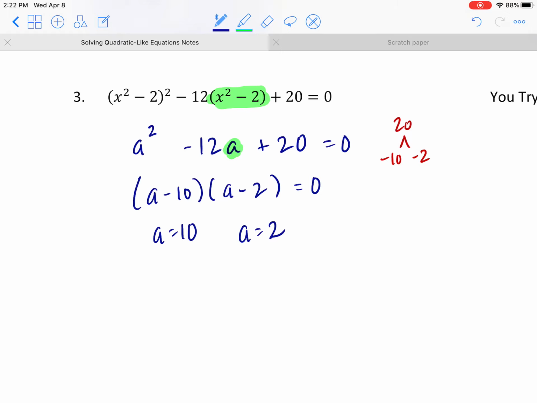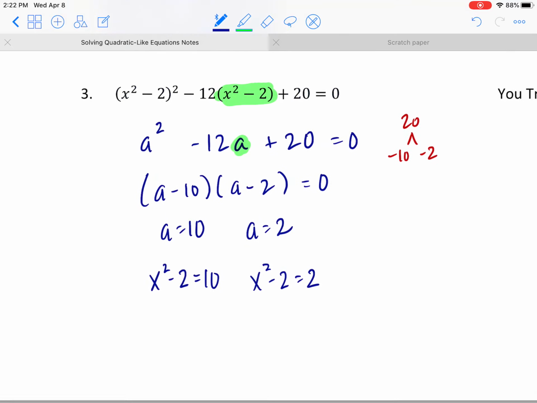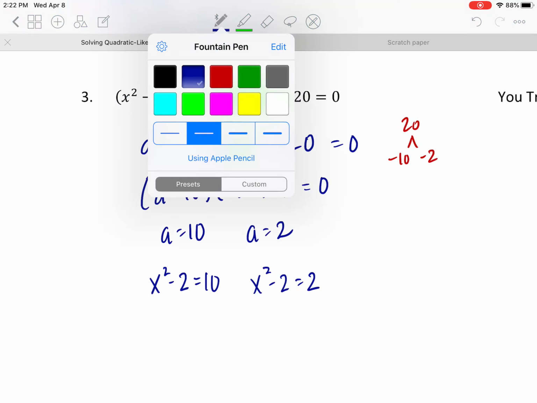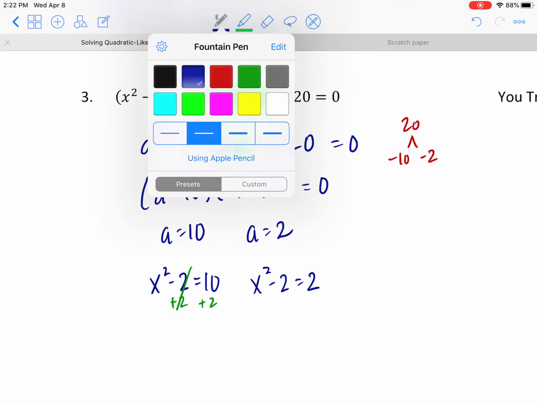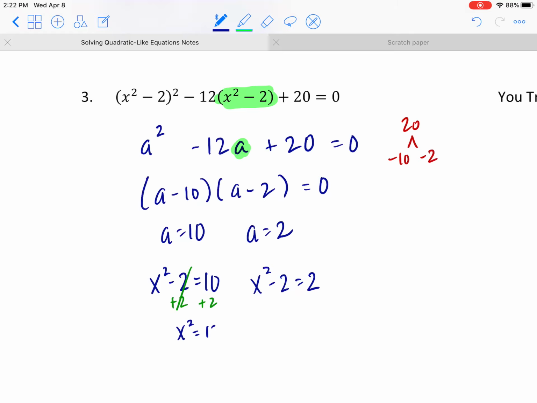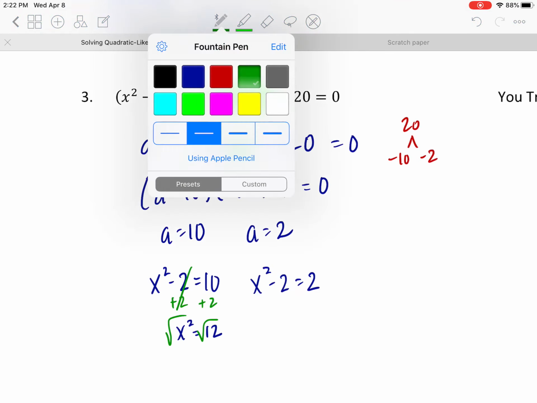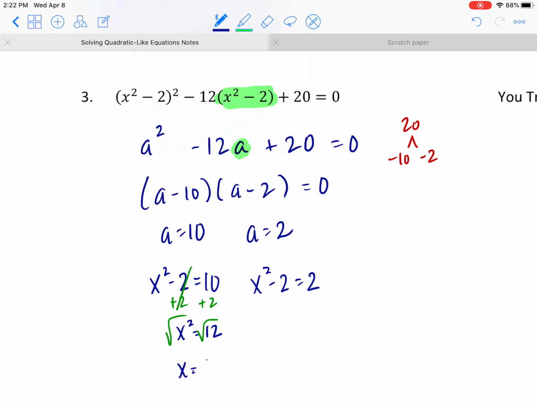Now if we were solving for a, we'd be good, but we're not. We're solving for x. Now remember, a that we solved for was in the middle here, and it replaced this original middle piece here. It replaced x squared minus 2. So now I want to replace a with x squared minus 2. So instead of a equals 10, x squared minus 2 equals 10. And the same thing here, x squared minus 2 equals 2. And now I can solve for x.